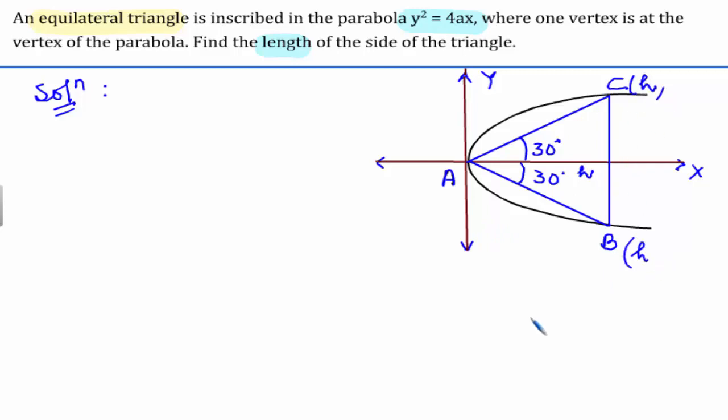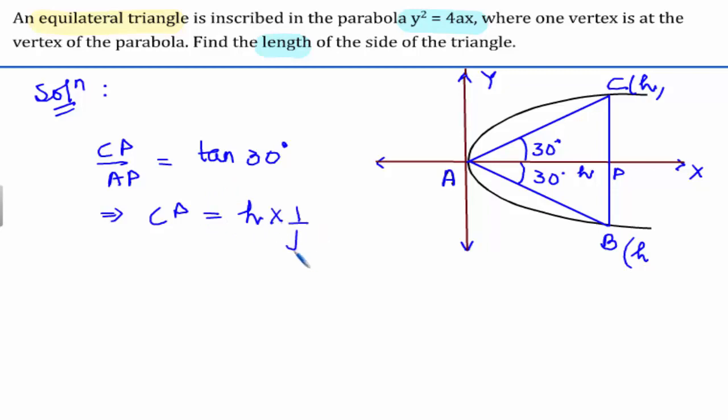Now let us suppose that this point is P. Then CP divided by AP is equal to tan 30 degrees. This implies that CP is equal to AP into tan 30, that is h into 1 upon root 3, which is equal to h divided by root 3. Therefore the y coordinate of the point C is h divided by root 3, and the y coordinate of the point B is minus h divided by root 3.